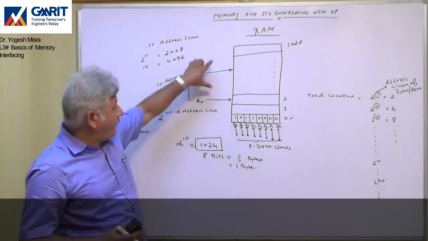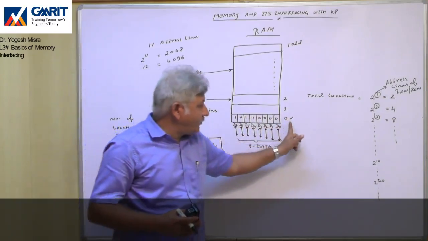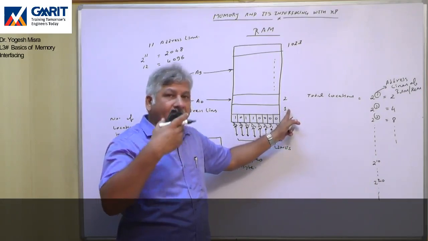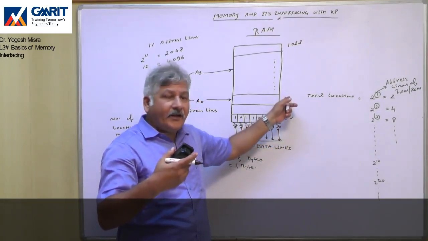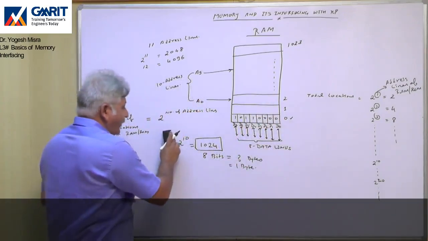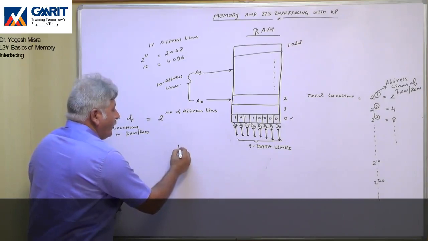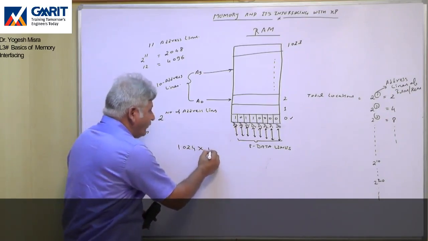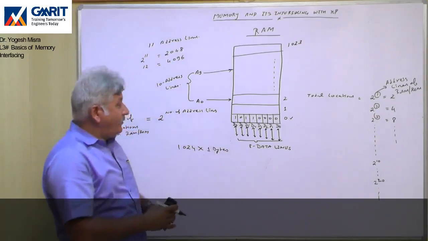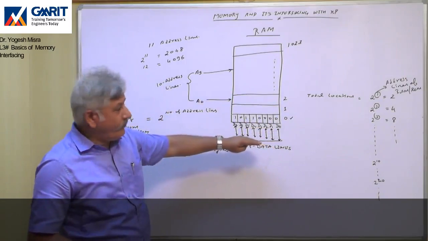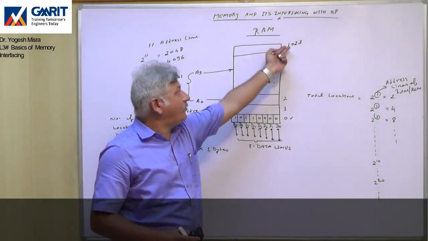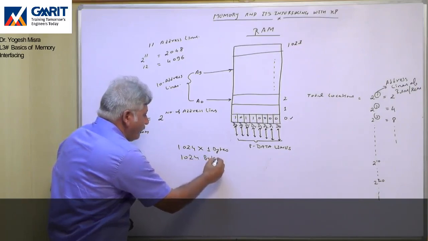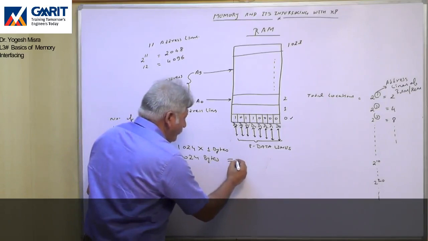Right? So in this memory, which has 10 address lines, at location number 0 we can store 1 byte. At location number 1, again we can store 1 byte. At location number 2, again we can store 1 byte. So in total, how many locations are there? 1024 locations. At each location, we can store 1 byte. So total how many bytes can we store? At one location, we can store 1 byte, so in 1024 locations, we can store 1024 bytes.